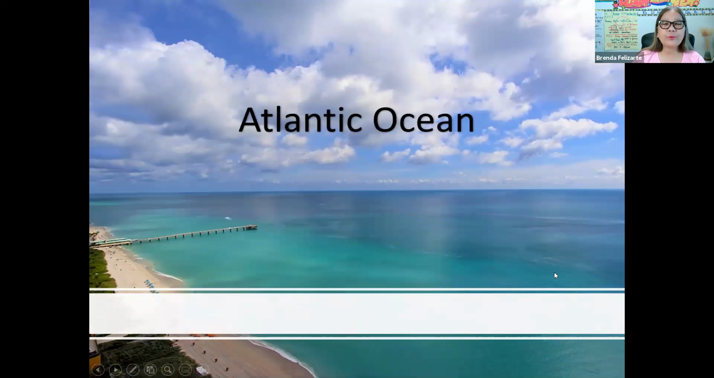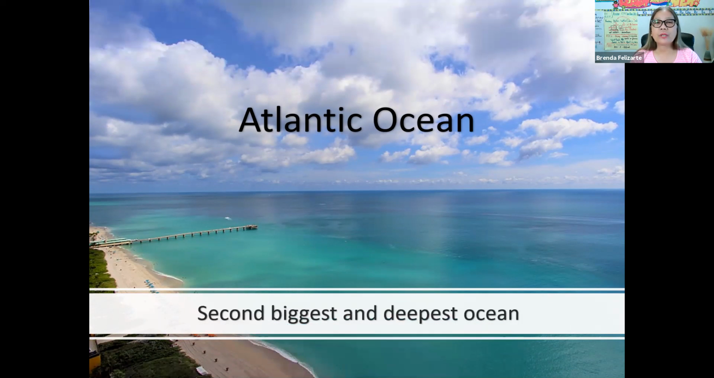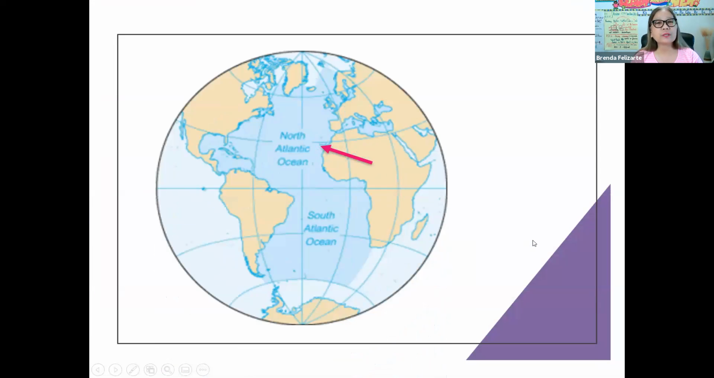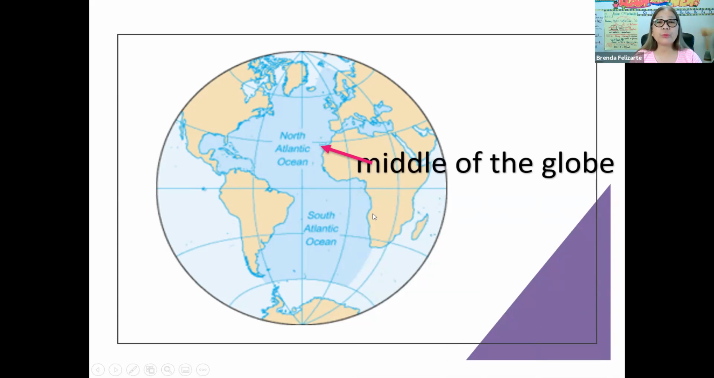All right, now we've gone as far as Atlantic Ocean. Now, the Atlantic Ocean is the second biggest and deepest ocean. Second deepest and biggest. Now, you will see in the globe, we have the North and the South Atlantic Ocean. Of course, you can just see the one on top is the North, the one below is South. All right, so now the arrow is pointing at the Atlantic Ocean. It's in the middle of the globe, okay?